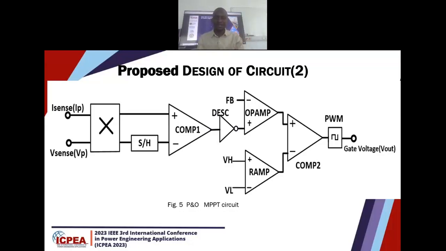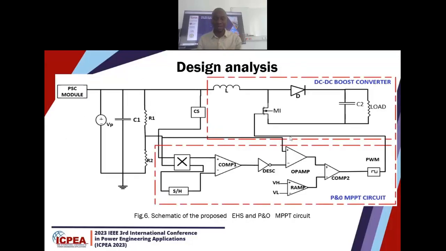As you can see, we have a multiplier circuit, we have a sample and hold circuit, we have a three-stage comparator, we have a decision circuit, we have a compensator which is used to stabilize the circuit, and we have a ramp signal generator. We also have a comparator which compares the signal between the compensator and the ramp signal, and then we have a PWM signal which is going to power the MOSFET.